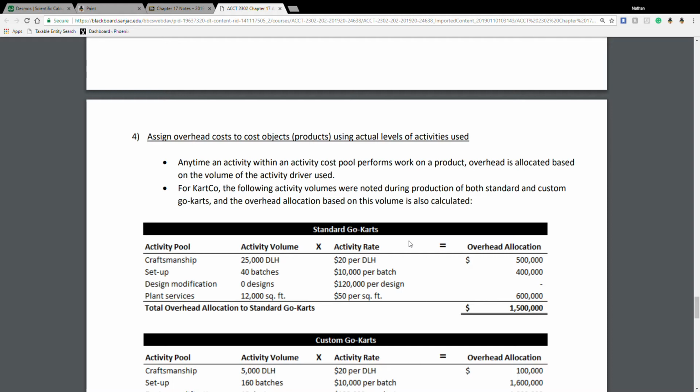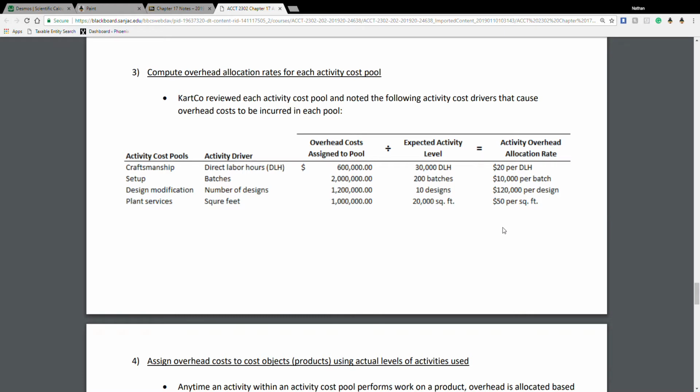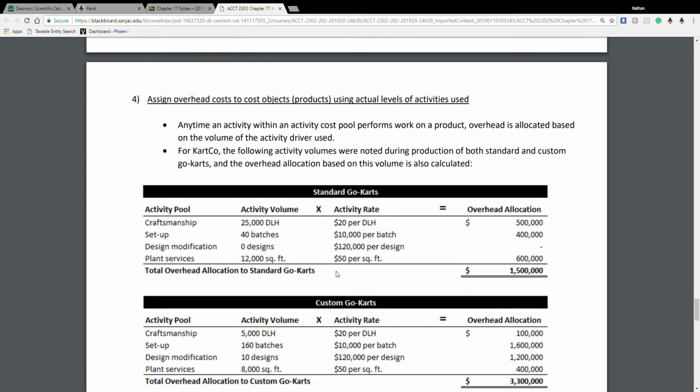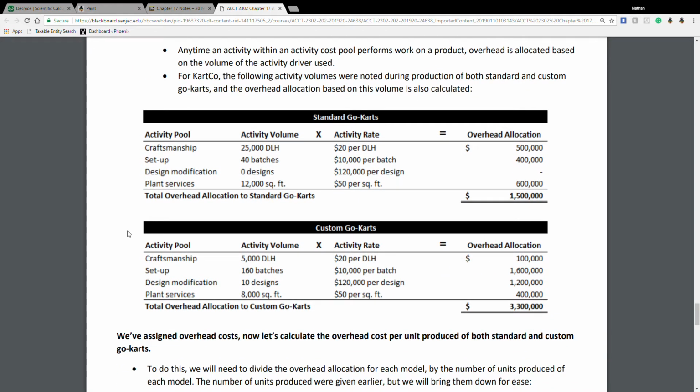So we take our activity rate that we figured out here, in step 3, and just basically multiply it by our activity volume. So we'll end up with an overhead allocation of 1,500,000. Okay, so that's our actual department overhead allocation. Again, we're not to a per unit base. Here we have basically custom has its own set of activity volumes, and the same step is involved. Activity volume times activity rate will equal our overhead allocation.